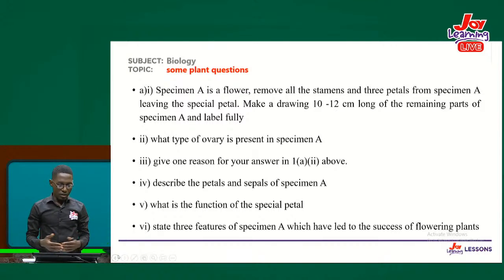So they say, go on and describe the petal and sepals of A. What is the function of a sepal and petal? State 3 features of A which have led to the success of the flowering plant. What have made it? This one is adaptation. Another way of asking you, what do they have? How have they lived in their habitat successfully? So this is another adaptation question.